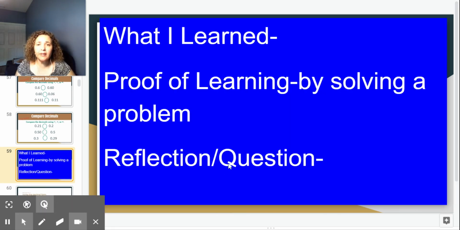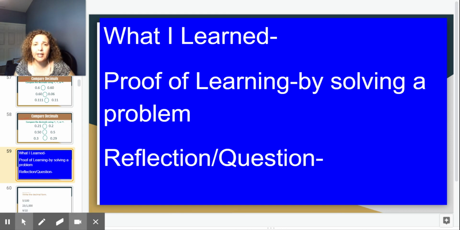All right, so we come to the end of our math lesson. What did you learn today? Write it down. Proof of learning by solving a problem similar to the ones we did, a reflection or a question you may have. And that is it for today.